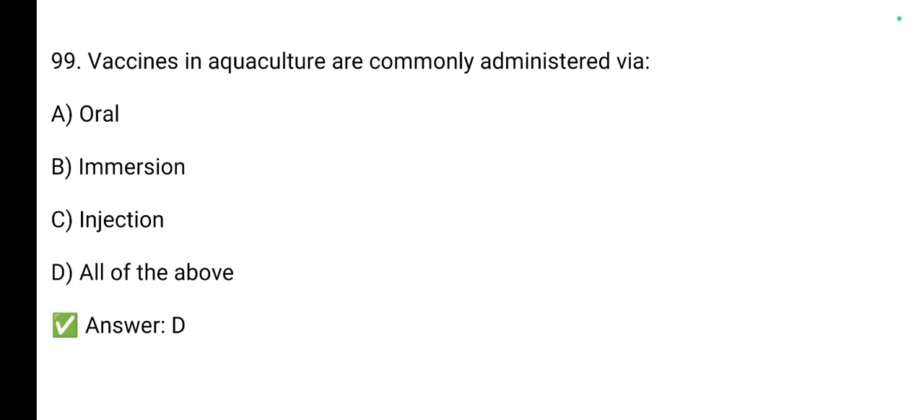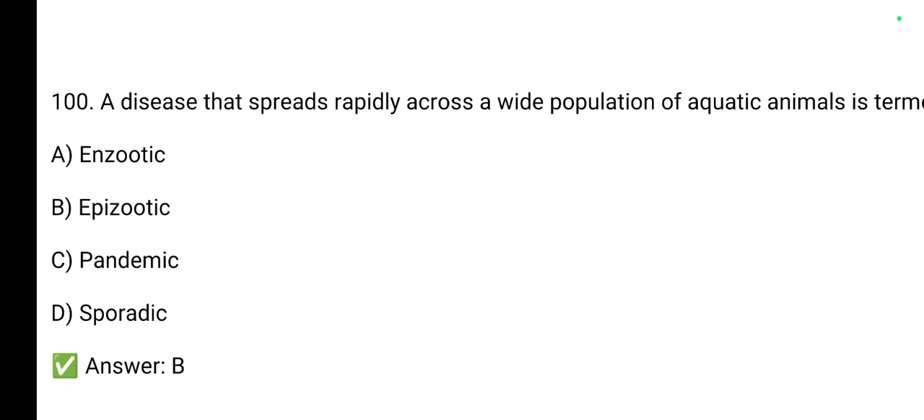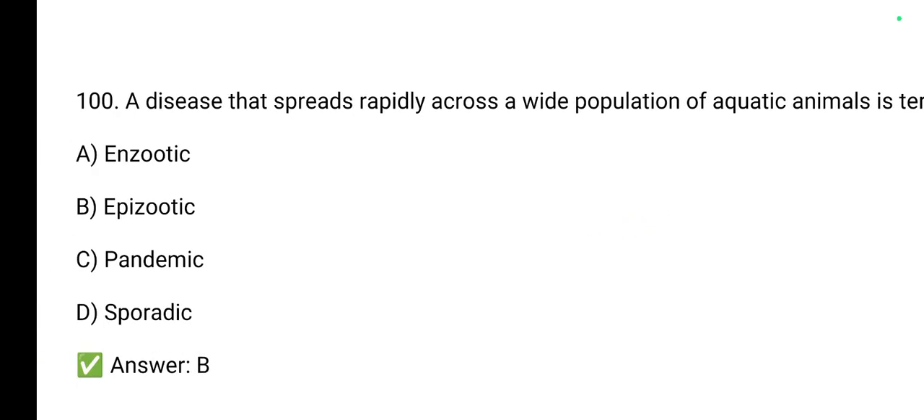Vaccines in aquaculture are commonly administered via oral, immersion as well as injection. So it is all of the above. A disease that spreads rapidly across a wide population of aquatic animals is termed as epizootic.